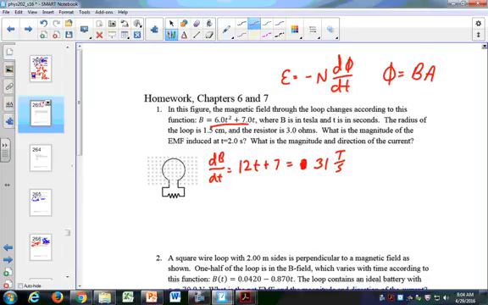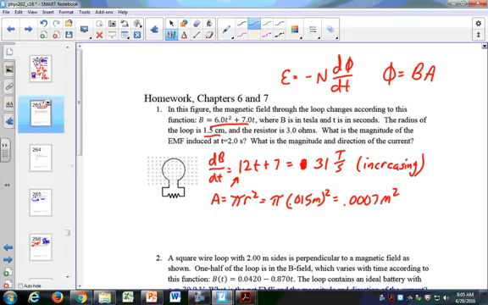That means the magnetic field, by the way, is increasing. I know it's increasing because, well, if I put in 3 seconds, it's going to be bigger, right? Because all these terms are positive, so the magnetic field is increasing. I also need to know my area. My area of this is pi r squared. I'm given the radius of the loop, so it's going to be pi times 0.015 meters squared, which is equal to 0.0007 square meters. All right, so that's my area.